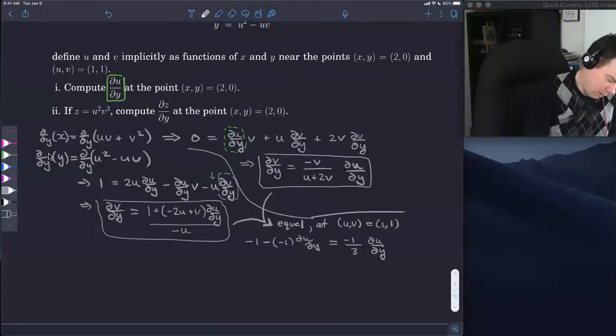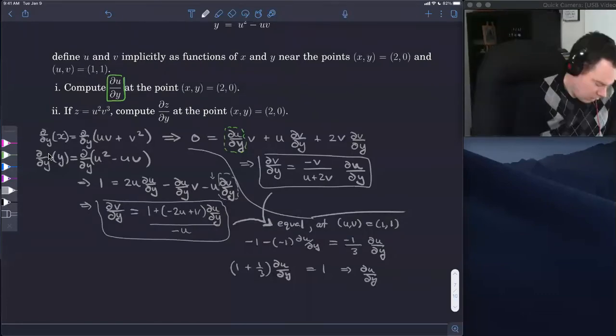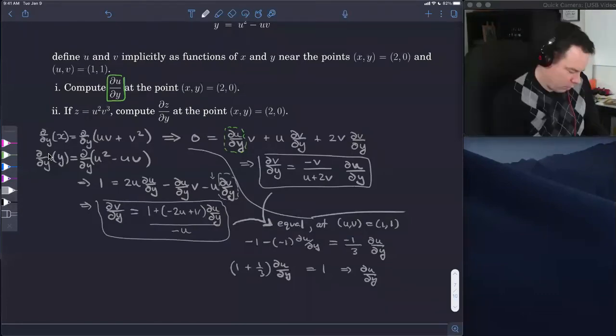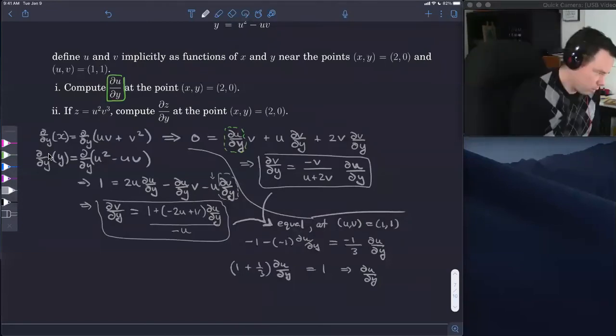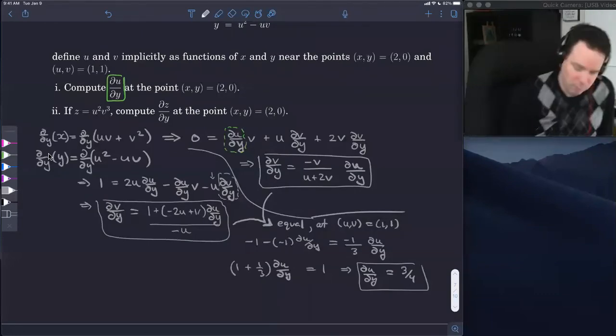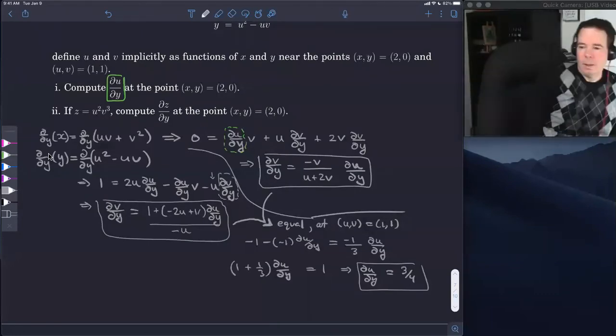So what do I have? Bringing all the du dy's to one side, I get a 1 plus 1/3, and then on the other side I get a 1. So that tells me that du dy is equal to, what do we get? 4/3, bring 3/4. So 4/3 on the side, and then moving it over, we get a value of 3/4.